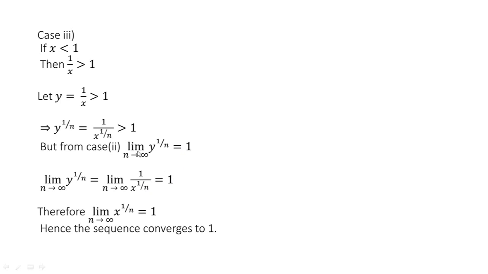Now just take the inverses. Now the limit of x to the power of 1 by n is equal to 1 by 1, which will be 1. Now we have the limit value of our sequence. Since this sequence has a unique finite value, this sequence converges to 1. And therefore in all the three cases, our sequence x to the power of 1 by n converges to 1.